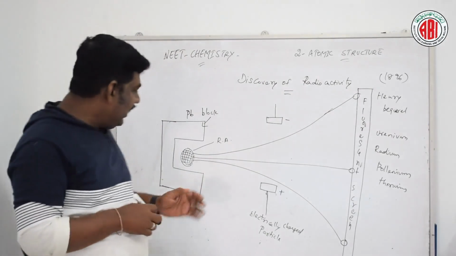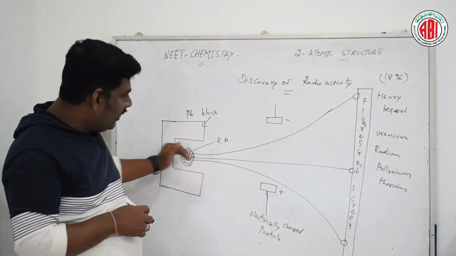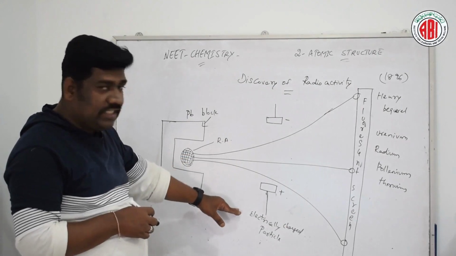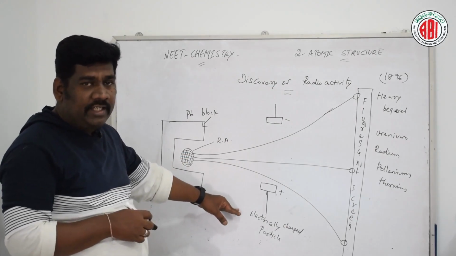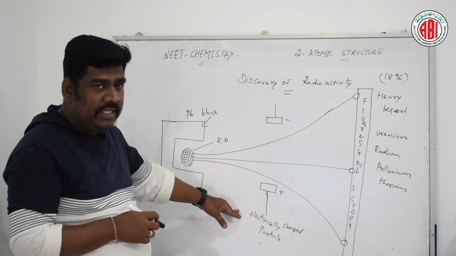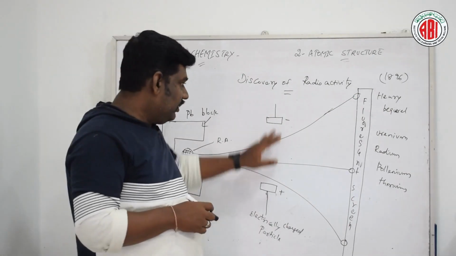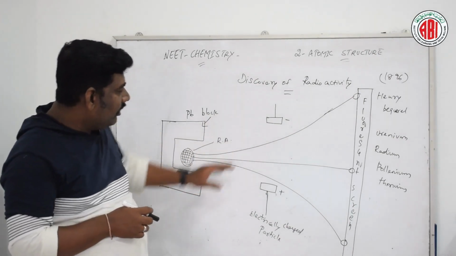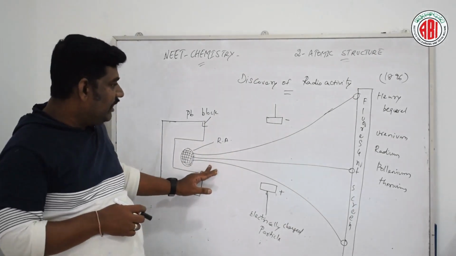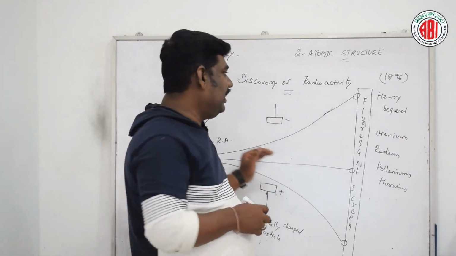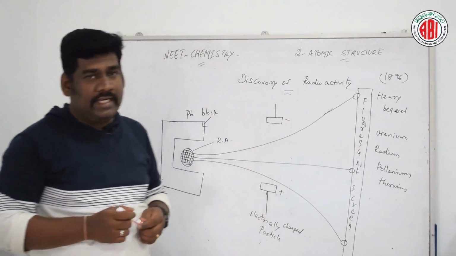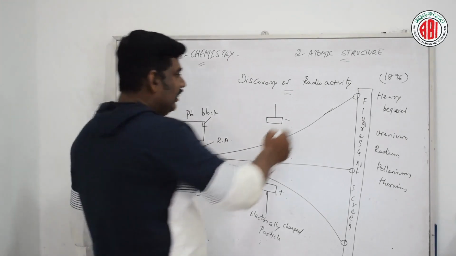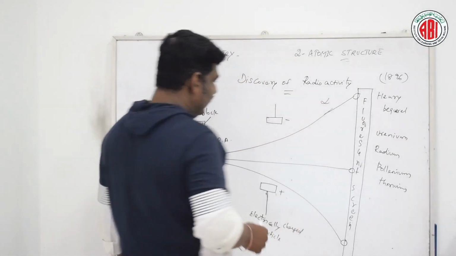Now let us see what different radiations are emitted from this radioactive substance. When these rays pass through the narrow slit, where we kept the highly electrically charged plates, the rays that are deflected towards the negative electrode, say for example, there are two electrodes here, positive and negative, are said to be alpha rays. These are considered to be alpha rays.